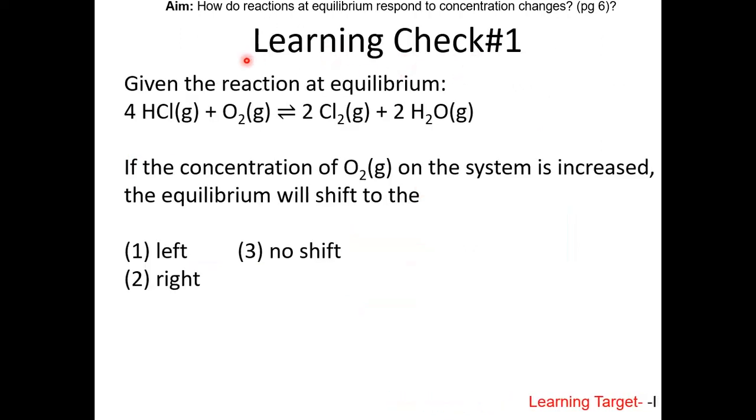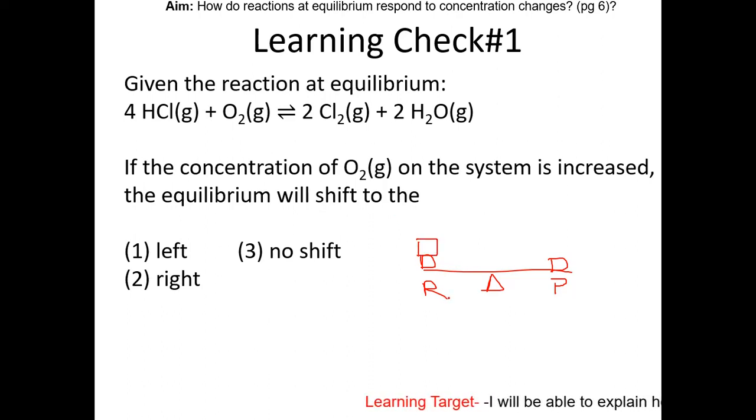Learning check number 1. Given the reaction at equilibrium, if the concentration of O2 in the system is increased, the equilibrium will shift towards what? Pause the video and resume once completed. Since O2 is a reactant, we're going to add a box on the reactant side. So in order for equilibrium to be restored, we need to increase or make more products. So shift right.